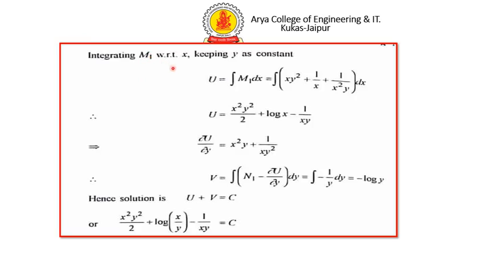First, integrating M1 with respect to x, take it as u. Now calculate del u upon del y, then calculate v, which equals the integral of (N1 minus del u upon del y) dy. The complete solution is given by u plus v equals c.